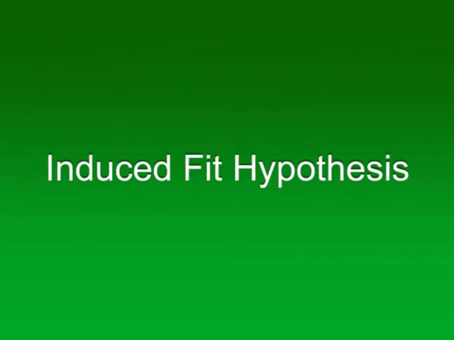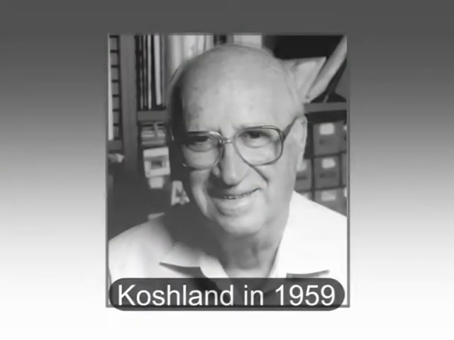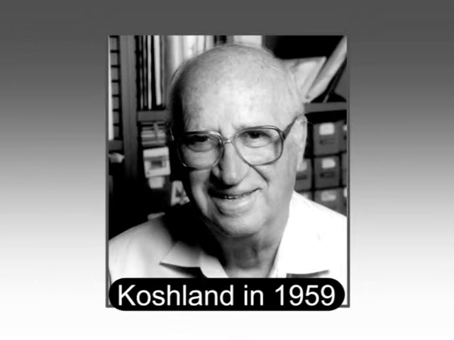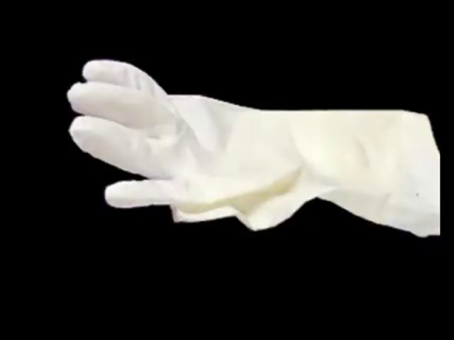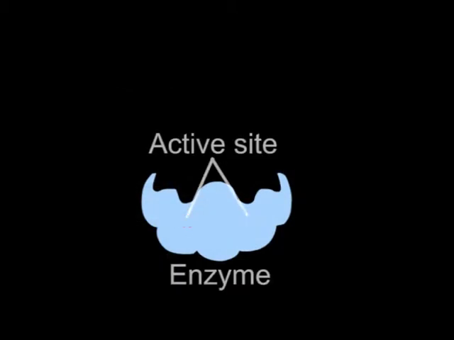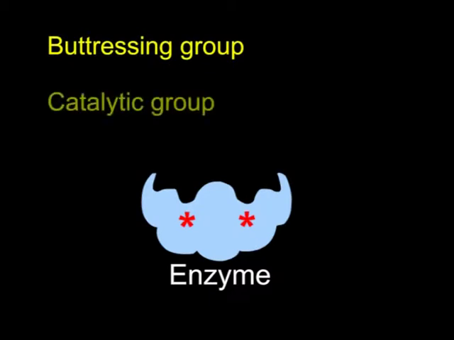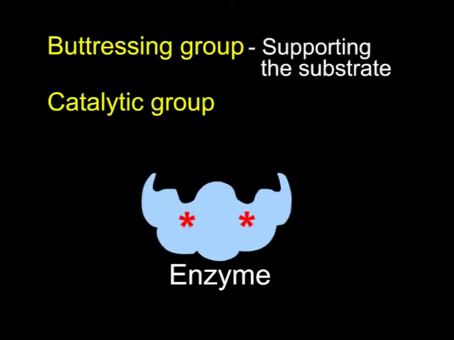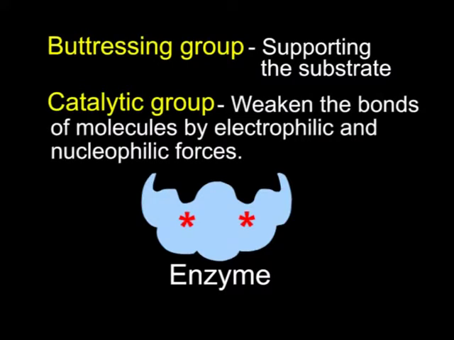Induced fit hypothesis. It was proposed by Koshland in 1959. You know, students, how our hand fits into a glove. This method can be compared to a hand slipping into a glove, which then causes or induces a fit. The active site of enzyme has two groups, buttressing group and catalytic group. Buttressing group is meant for supporting the substrate, whereas the catalytic group is able to weaken the bonds of molecules by electrophilic and nucleophilic forces.